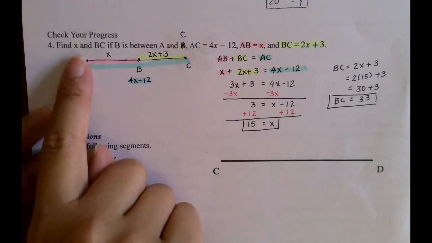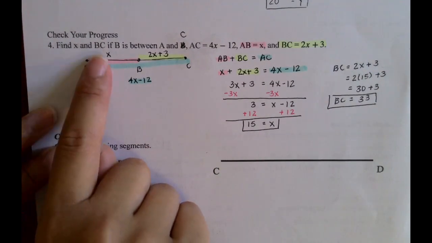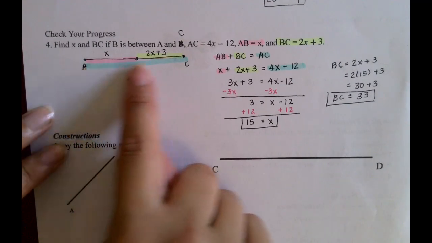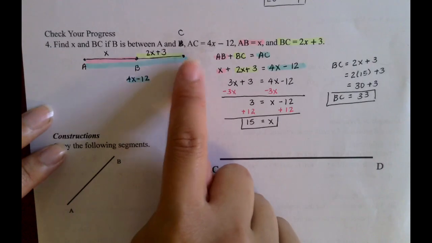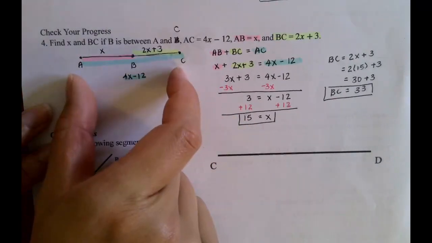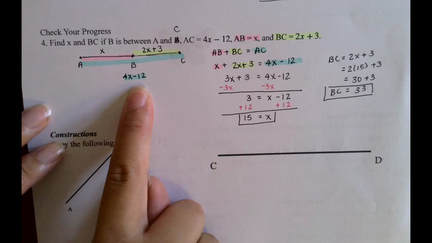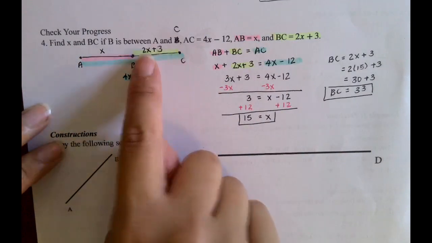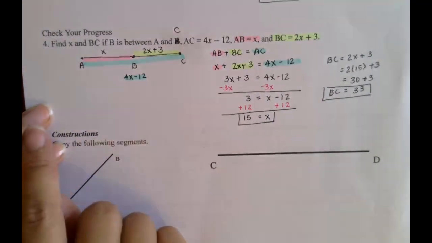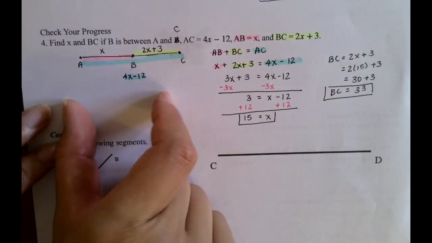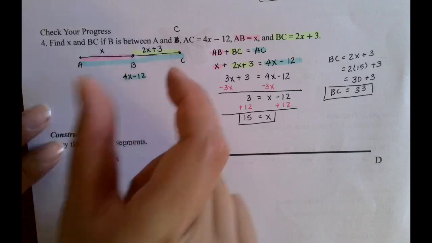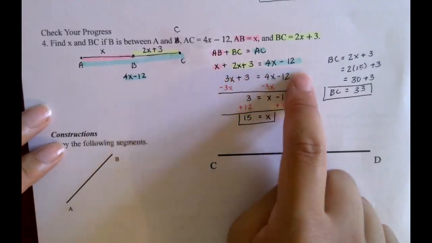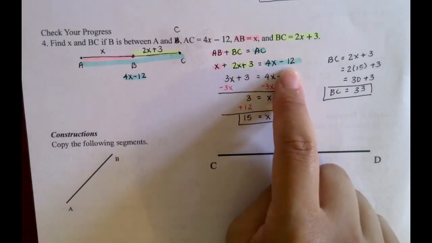Okay. So here we know that we want to find x and BC. We're told that B is between A and C. We're told that AC, the whole part here, is 4x minus 12. We're told that AB is x. We're told that BC is 2x plus 3. Because B is between A and C, we know that AB plus BC will give us all of AC. Then I substituted their values in for x, 2x plus 3, and 4x minus 12.